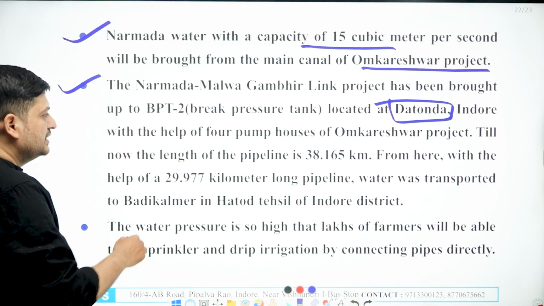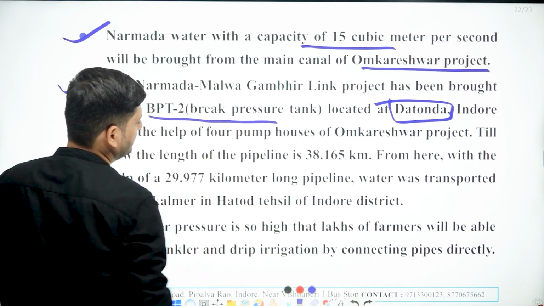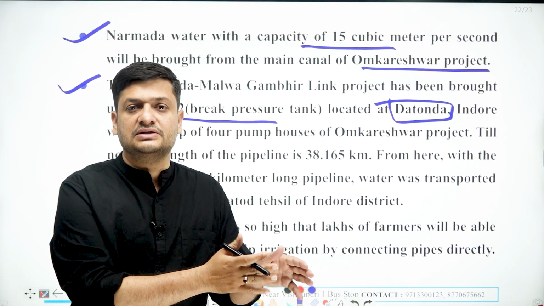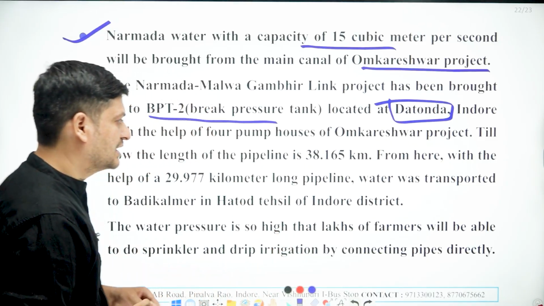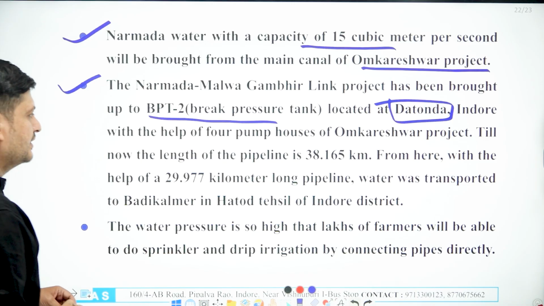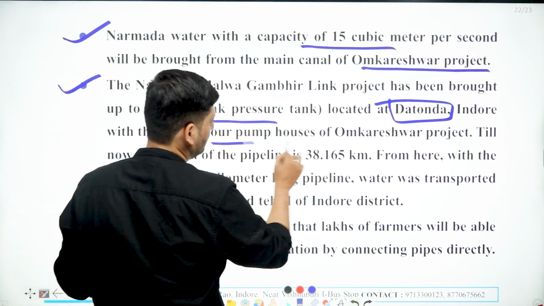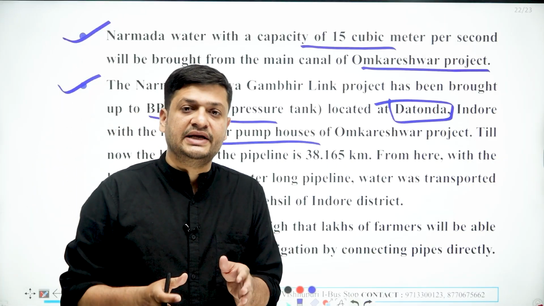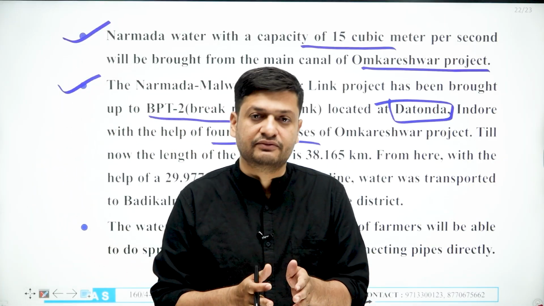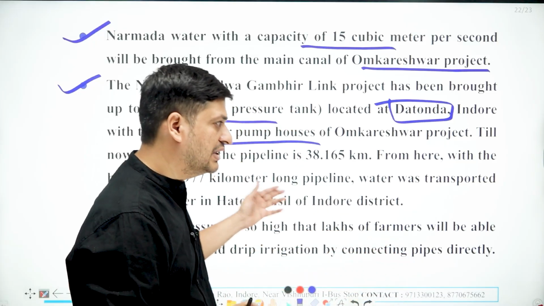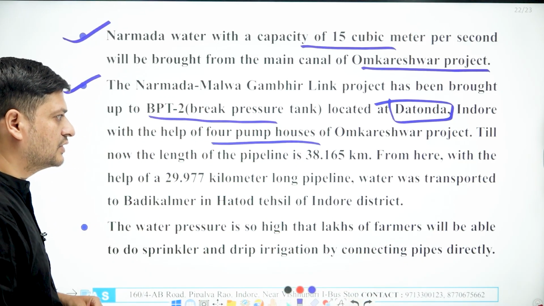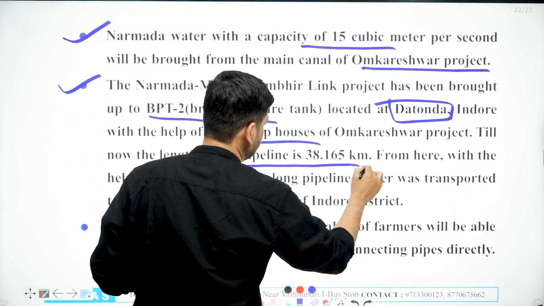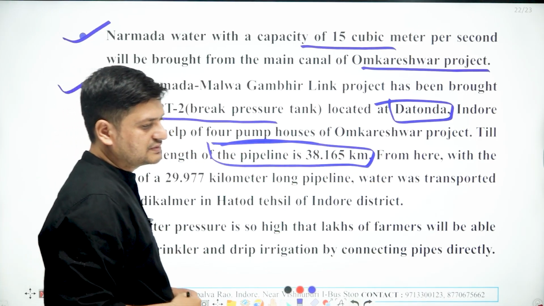If we talk about the pressure, a BPT pressure tank has been created there, and the water has been transferred from the reservoir to this tank with the help of 4 pumping houses, because the work was done against gravity. So electric pumps were used to pump this water, and the length of the pipeline which has been laid by the government is around 38.165 kilometers.